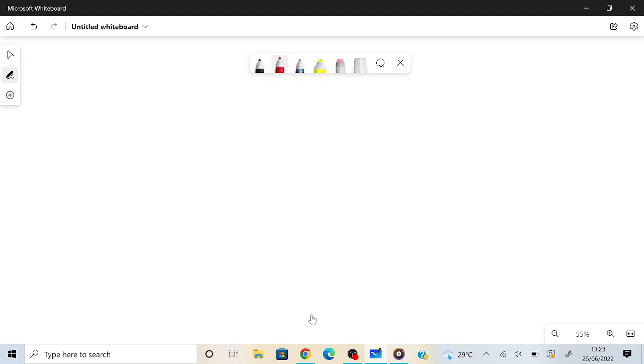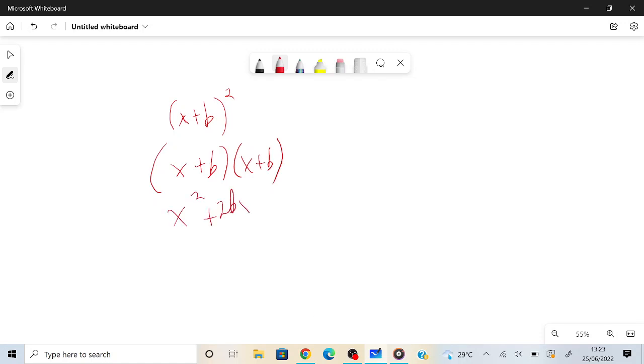So before we dive into examples, let's see what I mean by completing the square. Let's say I have something like x plus b squared. Now if I want to expand this, I know this is simply x plus b into x plus b, and expanding this you have x squared plus 2bx plus b squared.